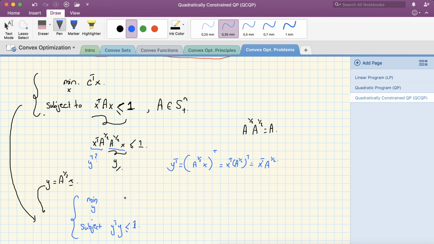Now what does the cost function become? Since we need to express x as a function of y, we've got y as a function of x, right? Let's multiply on both sides by the inverse of A half. Let's denote it by A minus half. Y is equal to A minus half x, right? And A minus half times A half is the identity matrix.